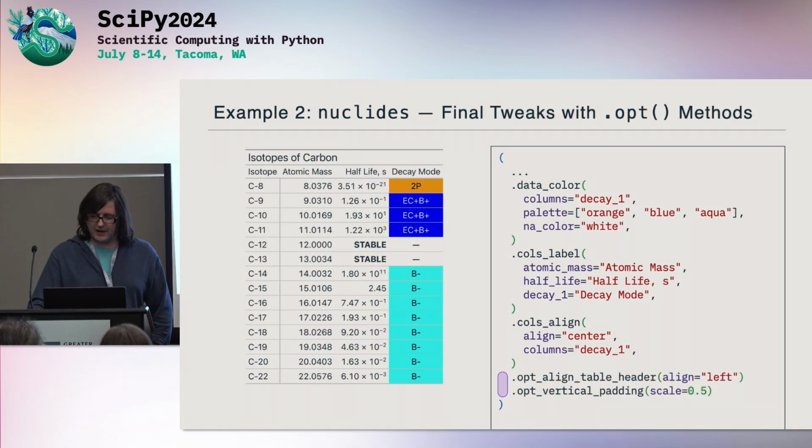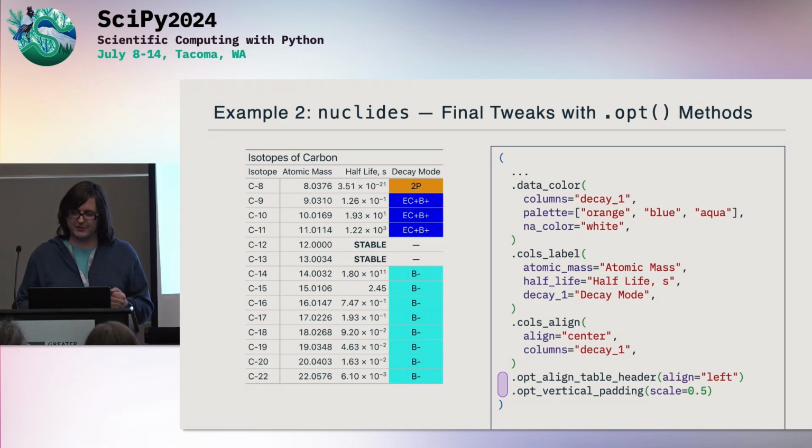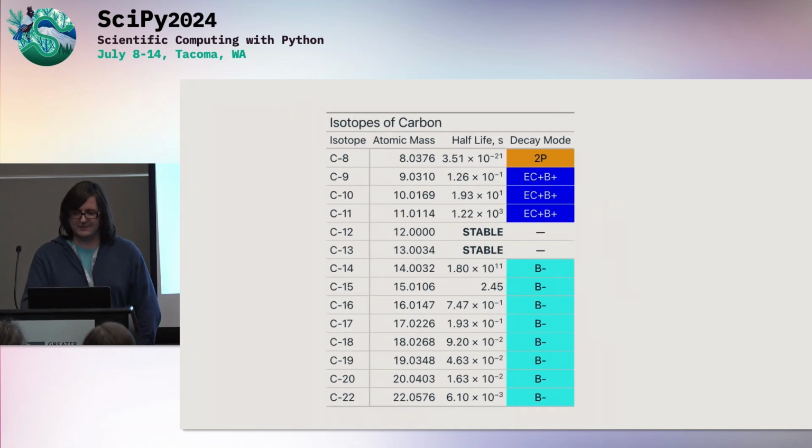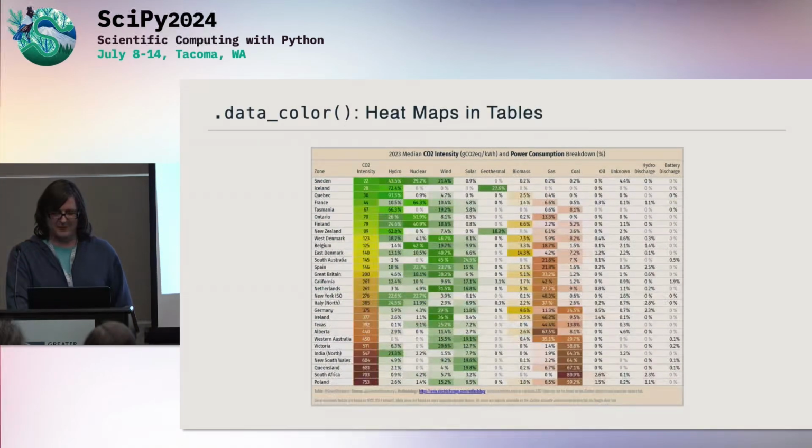Okay. Finally, we're doing some final tweaks with the opt methods. We're changing the alignment of the table header to the left, and we're also changing the vertical padding so the table is not so tall, but a little bit scrunched up. There's our table. Looks really, really good. I would present this.